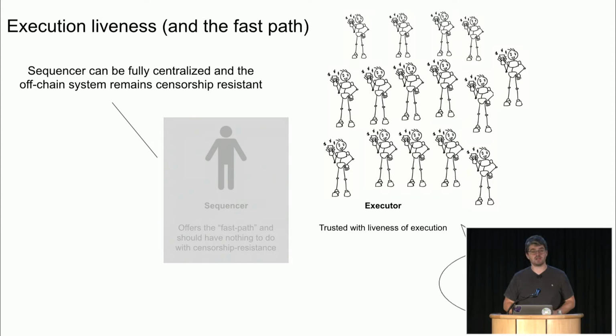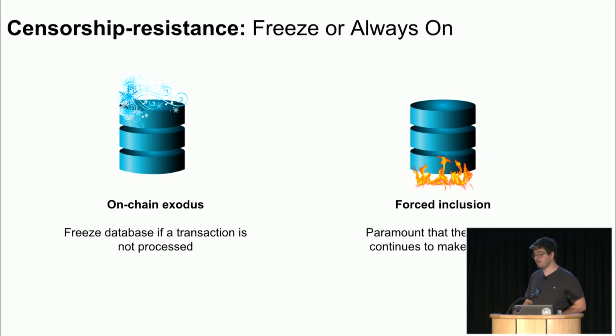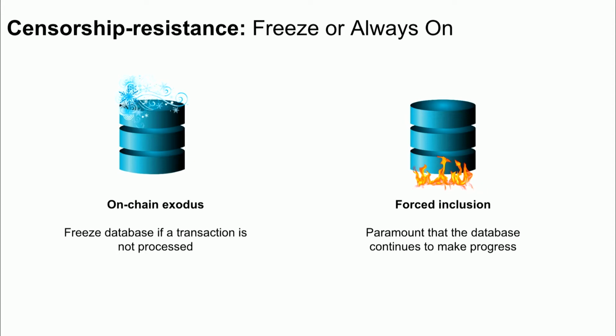And there's two approaches for it. In the V1 rollups, they had this on-chain exodus. So if a transaction was censored, the database would be frozen, and then everyone could withdraw their funds. In the V2 rollups, they focus on forced inclusion. What I mean by that is any user can send a transaction to the bridge, and the guarantee is that the system can never freeze or go offline. It must always eventually make progress.